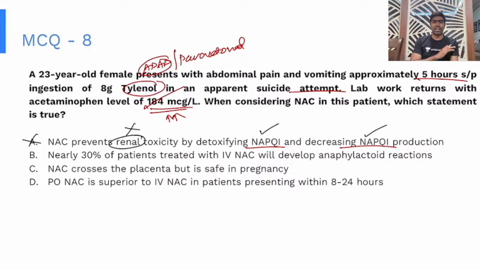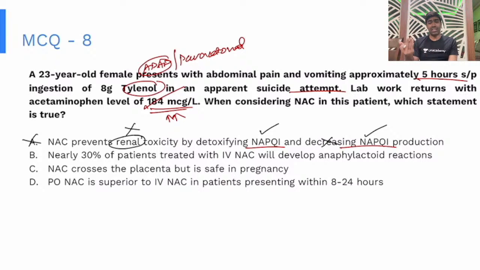N-acetylcysteine has nothing to do with renal injury, because paracetamol poisoning also tends to produce acute kidney injury, and that cannot be prevented by giving N-acetylcysteine. Only the liver toxicity can be prevented by giving N-acetylcysteine. And honestly speaking, N-acetylcysteine doesn't decrease the NAPQI production. It only actually reduces the toxic effects of NAPQI.